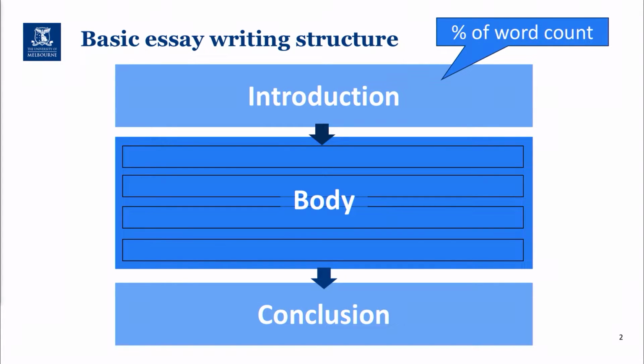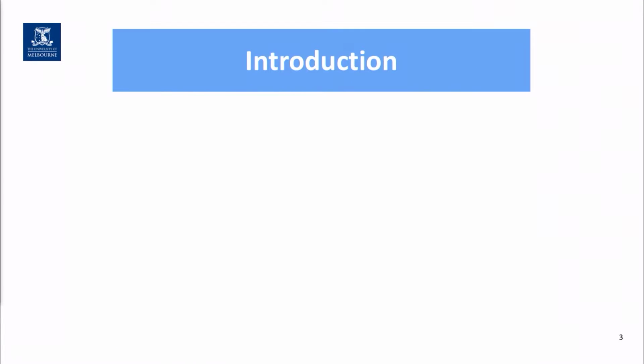Everything you do will have a word count, and you have to operate within the percentage of the word count for each section. This is just a guide, but roughly the introduction and conclusion sections take 5% of the word count each, while the body takes 90%.